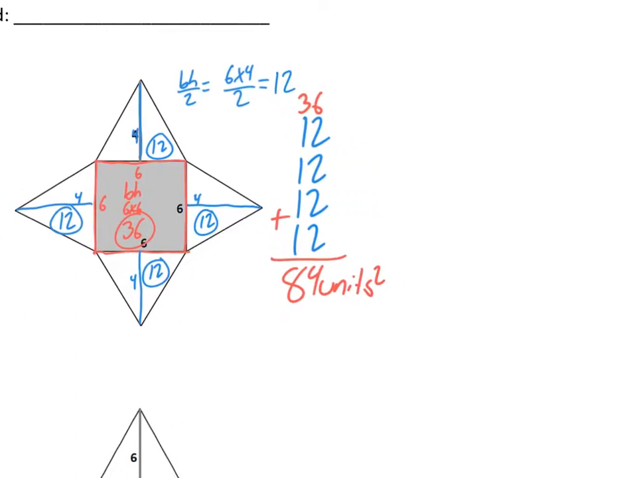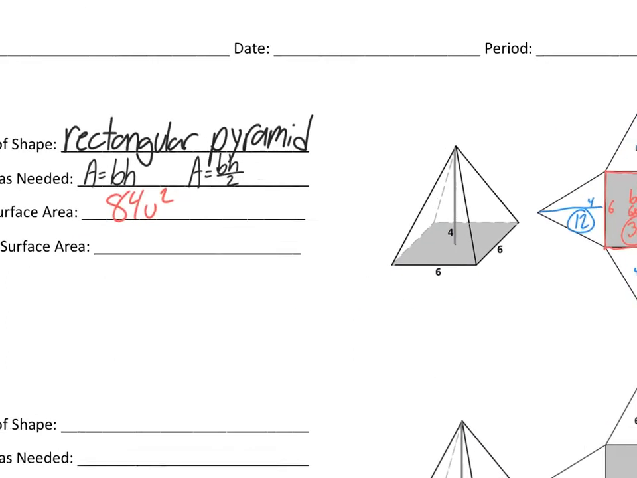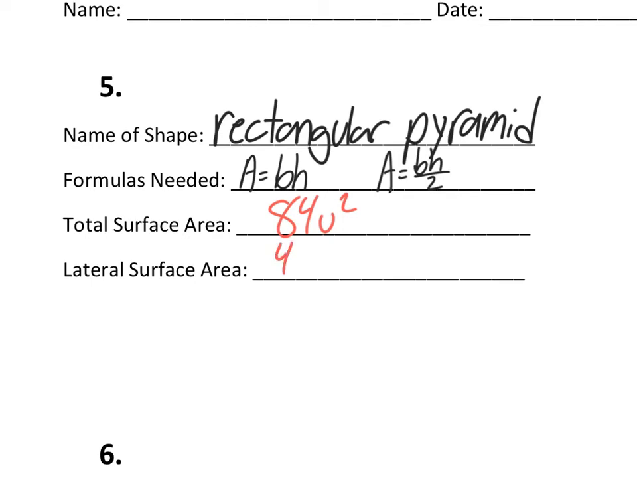Now again, for my lateral surface area, I'm going to take my total surface area, and I'm going to take away the base, which is 36. And when I do 84 minus 36, I'm left with 48 units squared. So my lateral surface area is 48 units squared.